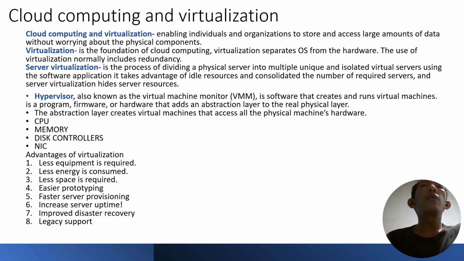Hypervisor, also known as the Virtual Machine Monitor, or VMM, is software that creates and runs virtual machines. It is a program, firmware, or hardware that adds an abstraction layer to the real physical layer. The abstraction layer creates a virtual machine that accesses all the physical machine hardware. These are the CPU, memory, disk controller, and NIC.